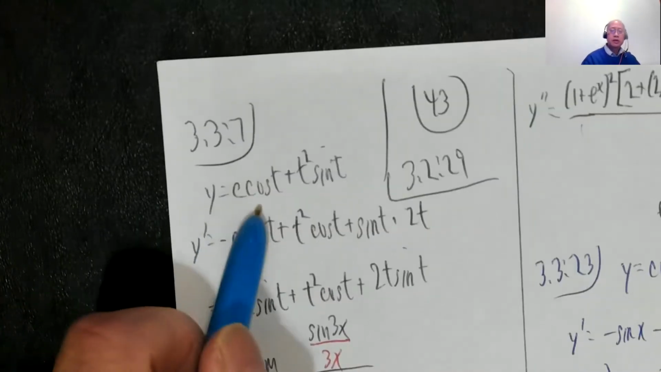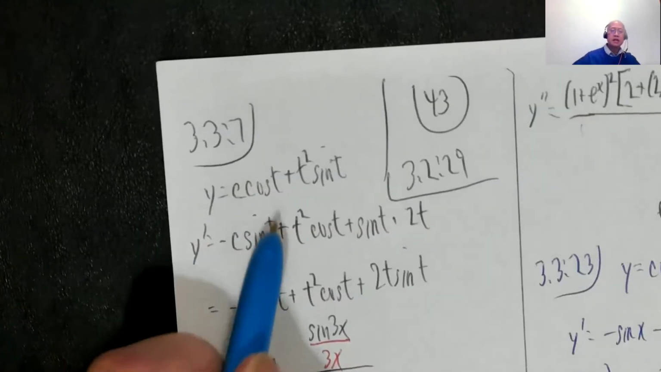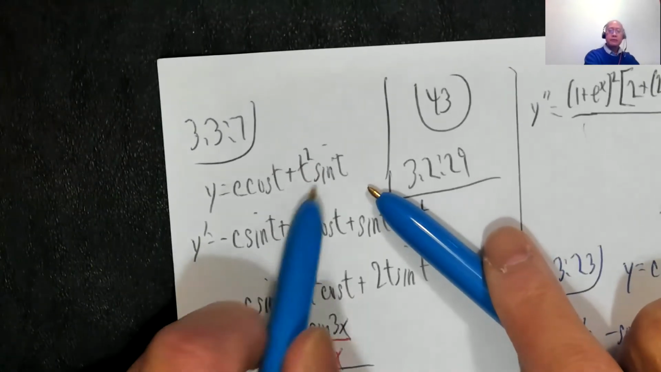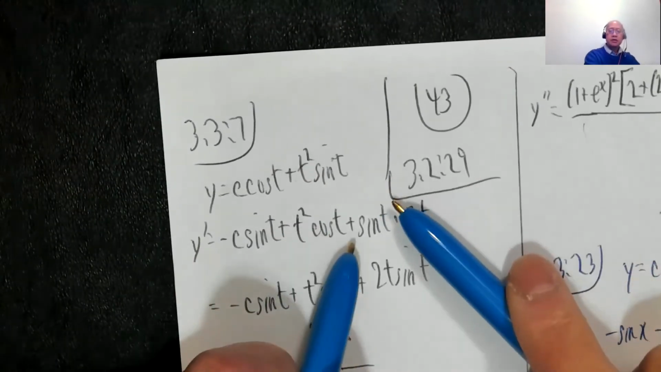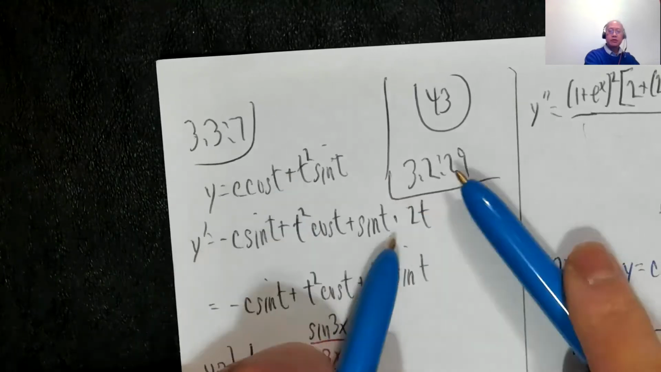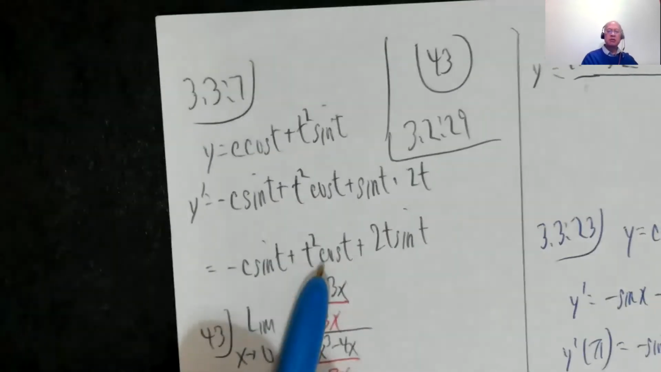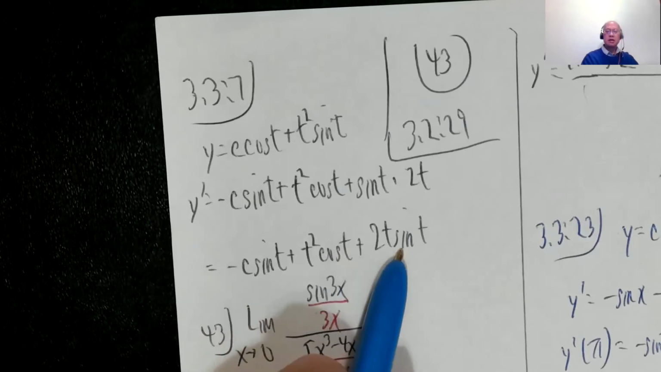So the derivative of c cosine t is negative c sine t, plus the derivative of this is a product rule. First function t squared times the derivative of second, cosine t, plus second function sine of t times the derivative of first, which is 2t. And a little bit of touch up: negative c sine t plus t squared cosine t plus 2t sine of t.